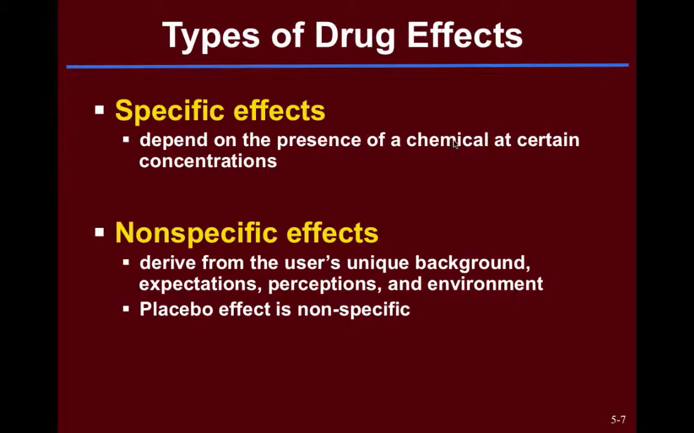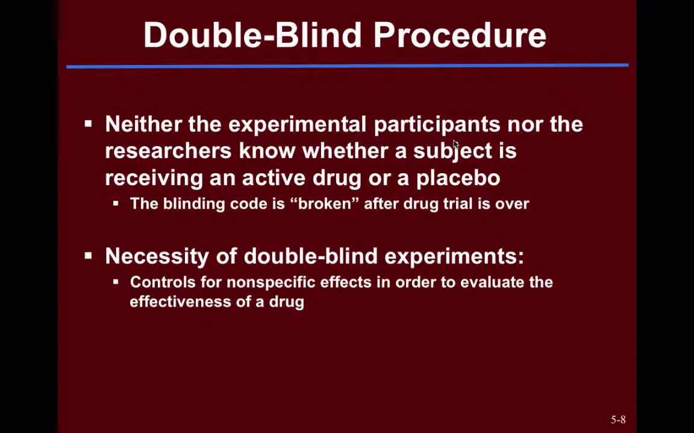And then we have this other category called non-specific effects. And the major effect that we'll be talking about here is the placebo effect. And these are the effects that the drug has, which are moderated by the user's background, their expectations, their perceptions, and the environment. So we're going to talk a little bit about the placebo effect because people tend to find it very interesting. Where that name comes from is through an experimental process called a double-blind procedure.